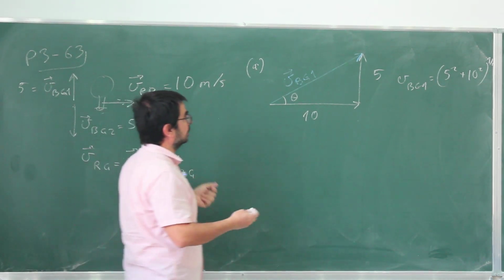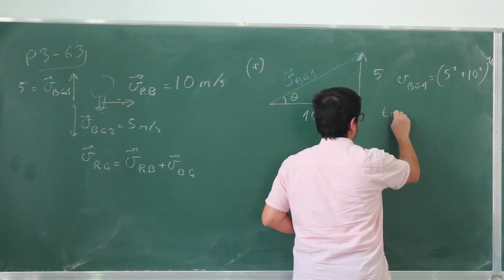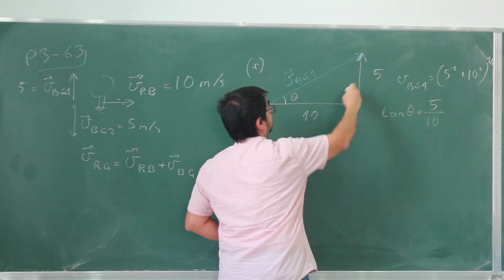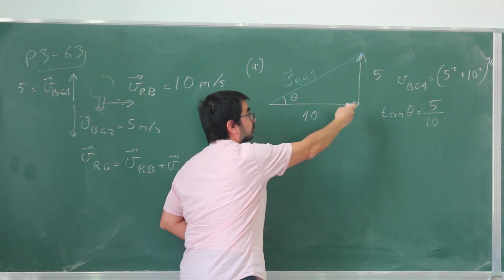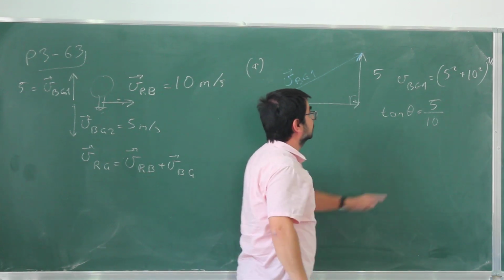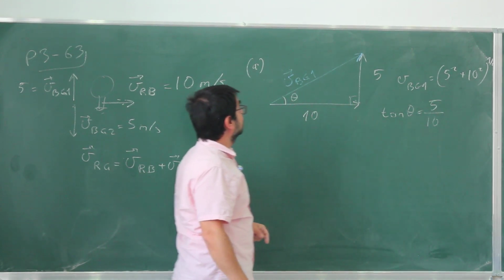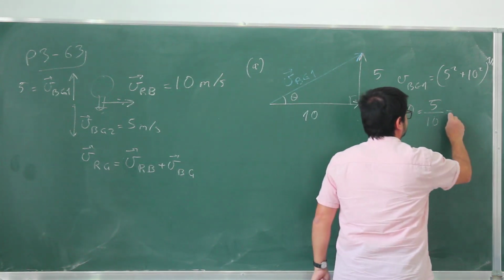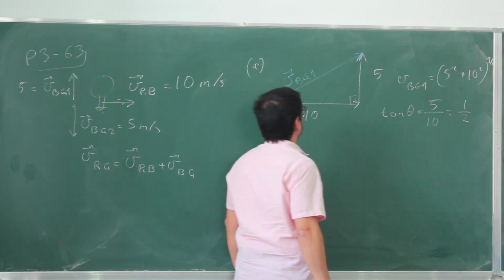And what's that theta? Well, tangent theta is 5 by 10. This is a right triangle. So this is horizontal motion, this is vertical motion. They are, of course, perpendicular to each other. This is a right triangle. That's how I use the Pythagorean theorem to get the length of the hypotenuse. And this is just a half. So it's arctangent of 1/2.